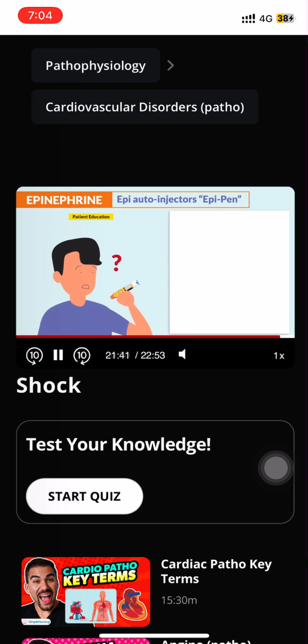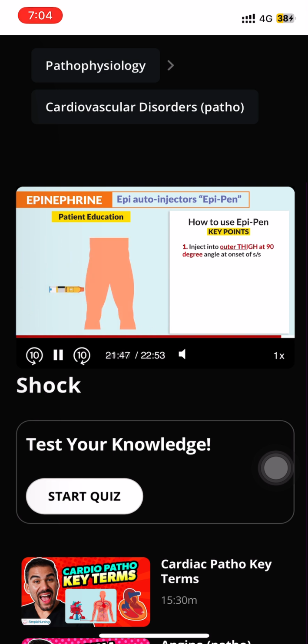Now, for patient education, how to use the EpiPen, the three big key points here. Number one, we inject into the outer thigh at a 90-degree angle on the onset of symptoms. So Hesi mentions we stab the pen into the outer thigh and we hold it in place for about 10 seconds. So not 5 seconds, not 3 seconds, but a full 10 seconds here.